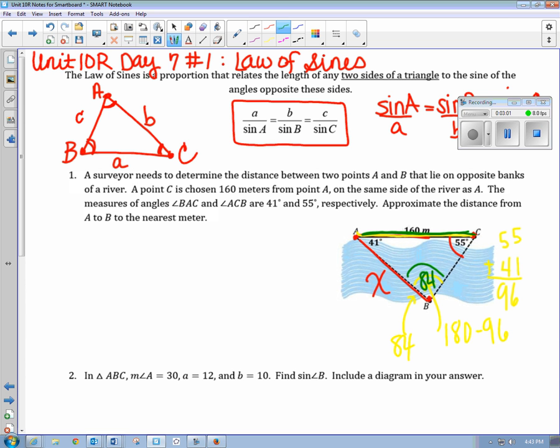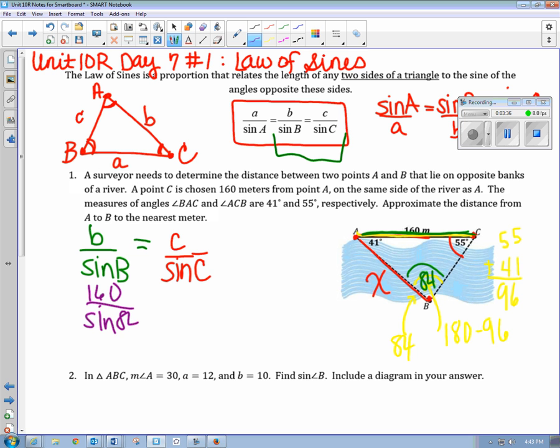So my setup is an 84-degree angle with a side across from it. So in this case, I am not doing anything with angle A or side a. I'm only dealing with B and C. So for the formula, I'm picking the two that I'm working with. So I'm working with b over sine B is equal to c over sine C. And I'm going to substitute in what I know. And when I substitute in everything I know, I have a b value of 160 over the sine of angle B, which is 84, equals the c side that we're looking for over the sine of angle C, which is 55.